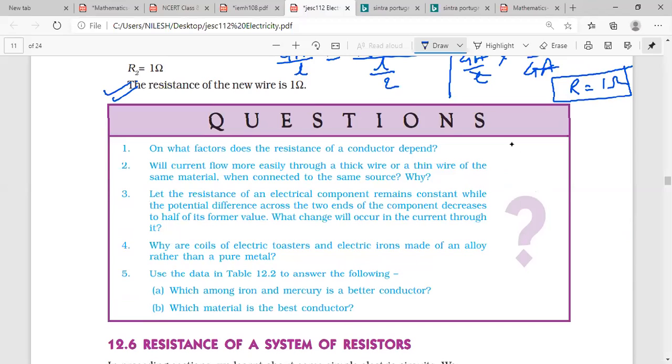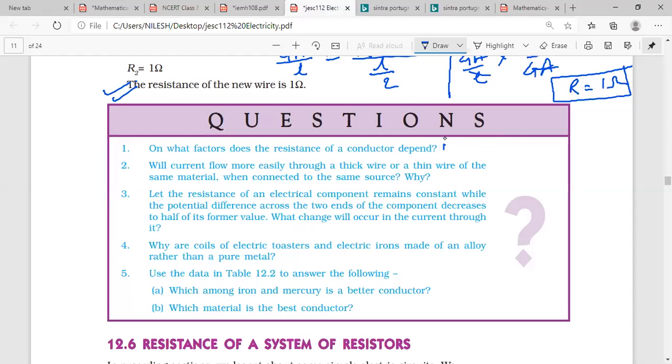Number 1. On what factors does the resistance of a conductor depend? How many factors? Four factors. Which factors? Length, area, nature of material, and temperature. Very good.